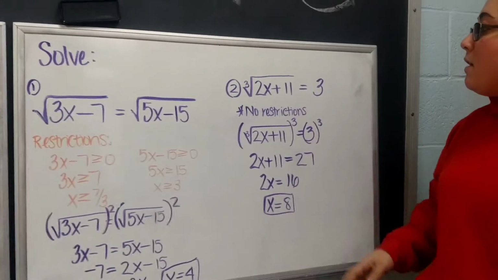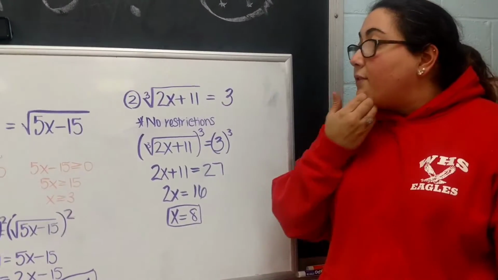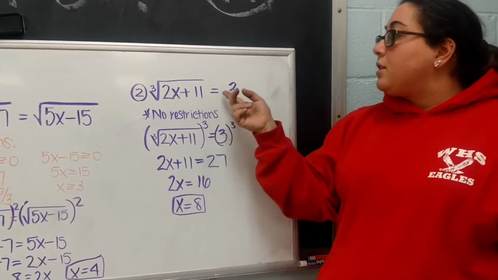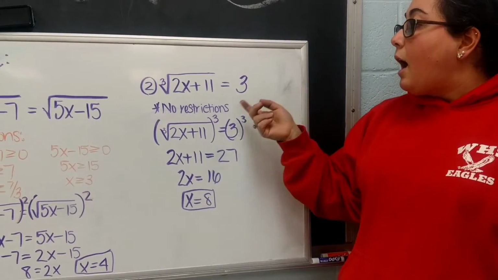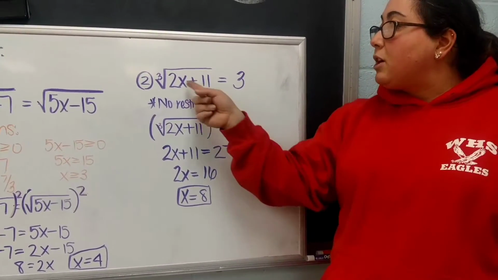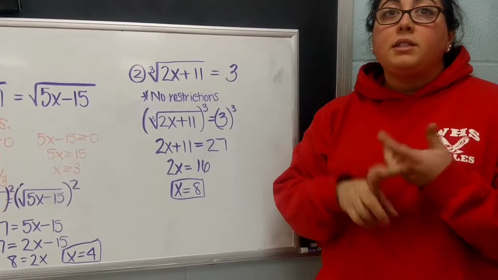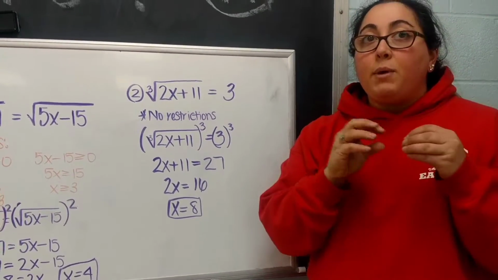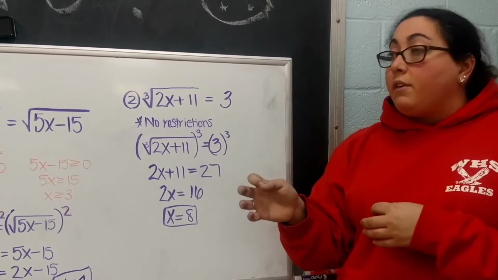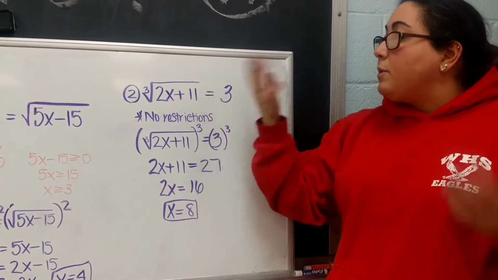That works too. Here we have the cube root of 2x plus 11 equals 3. However, we don't need to worry about restrictions because you can have a negative value underneath the radical for a cube root, a fifth root, a seventh root, anything odd. We have to state our restrictions only if it's even. So because there are no restrictions, we can go through and solve.